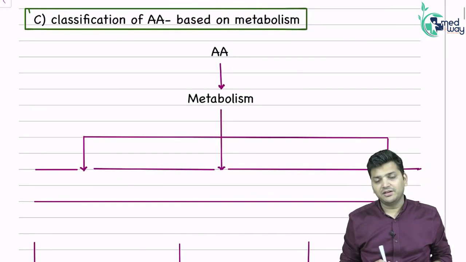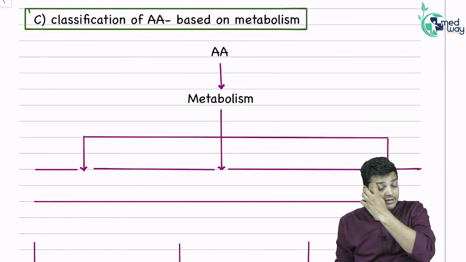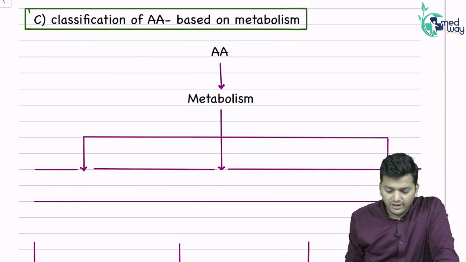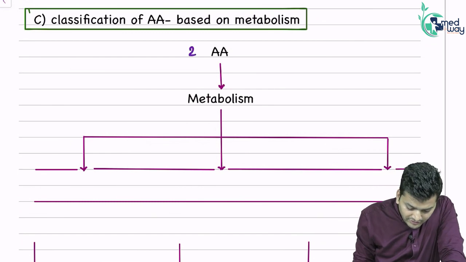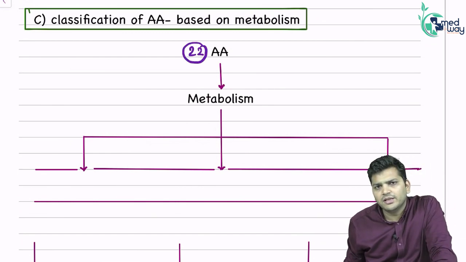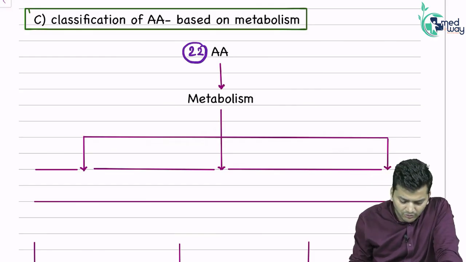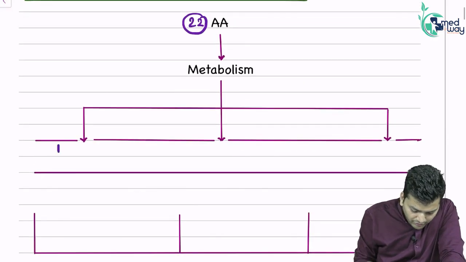The next classification that we are going to discuss is based on metabolism. If you take the 22 amino acids and look at their metabolism, there are some amino acids that, after metabolism, are going to generate ketone bodies.